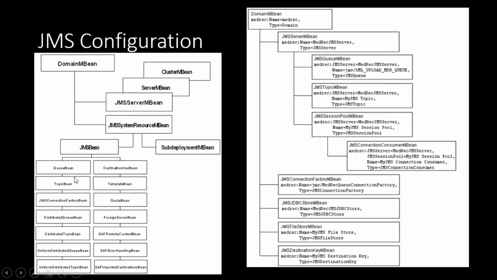The JMS MBean has a lot of destination MBeans: queue bean, topic bean, JMS connection factory, distributed queue. Whatever you are going to see on the WebLogic admin console, you are going to have the same number of MBeans. And the options which you select using the checkbox, like whether you want to create a uniform distributed queue, or just a distributed queue, or a weighted distributed queue. So these are all different MBeans we have.